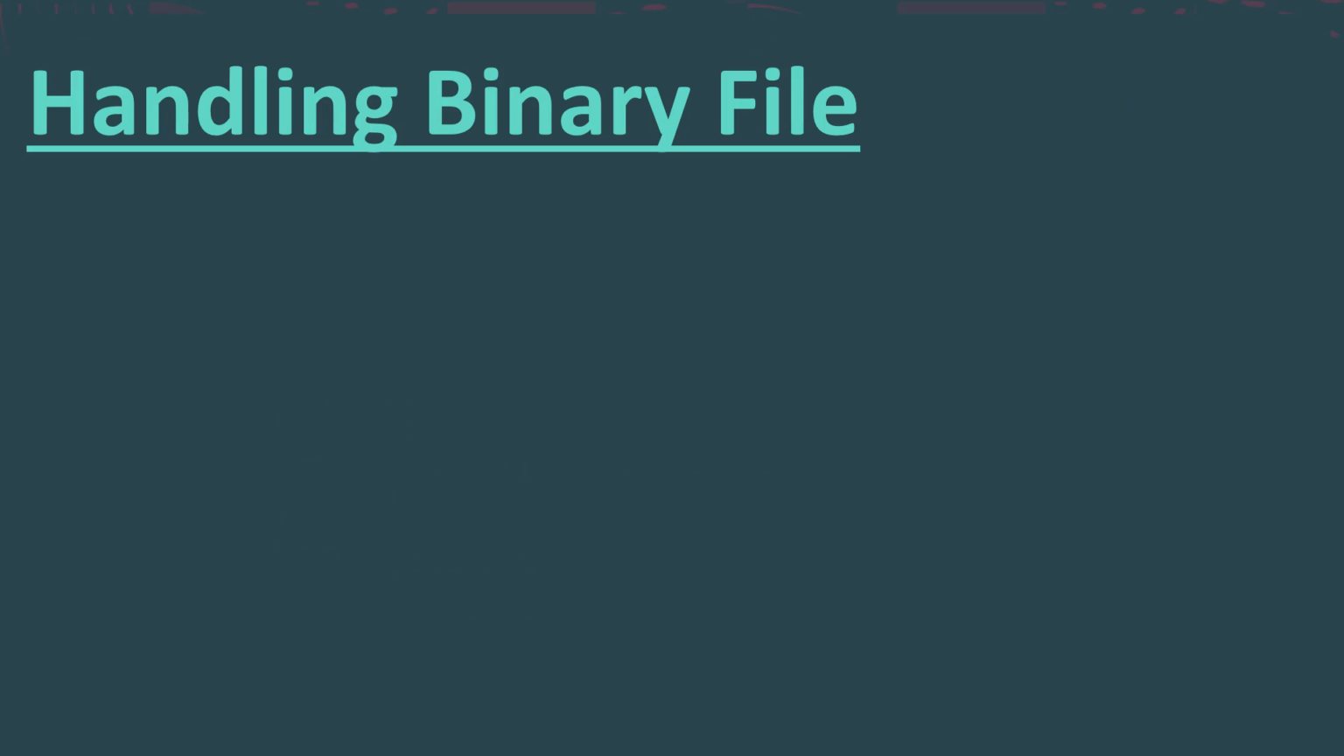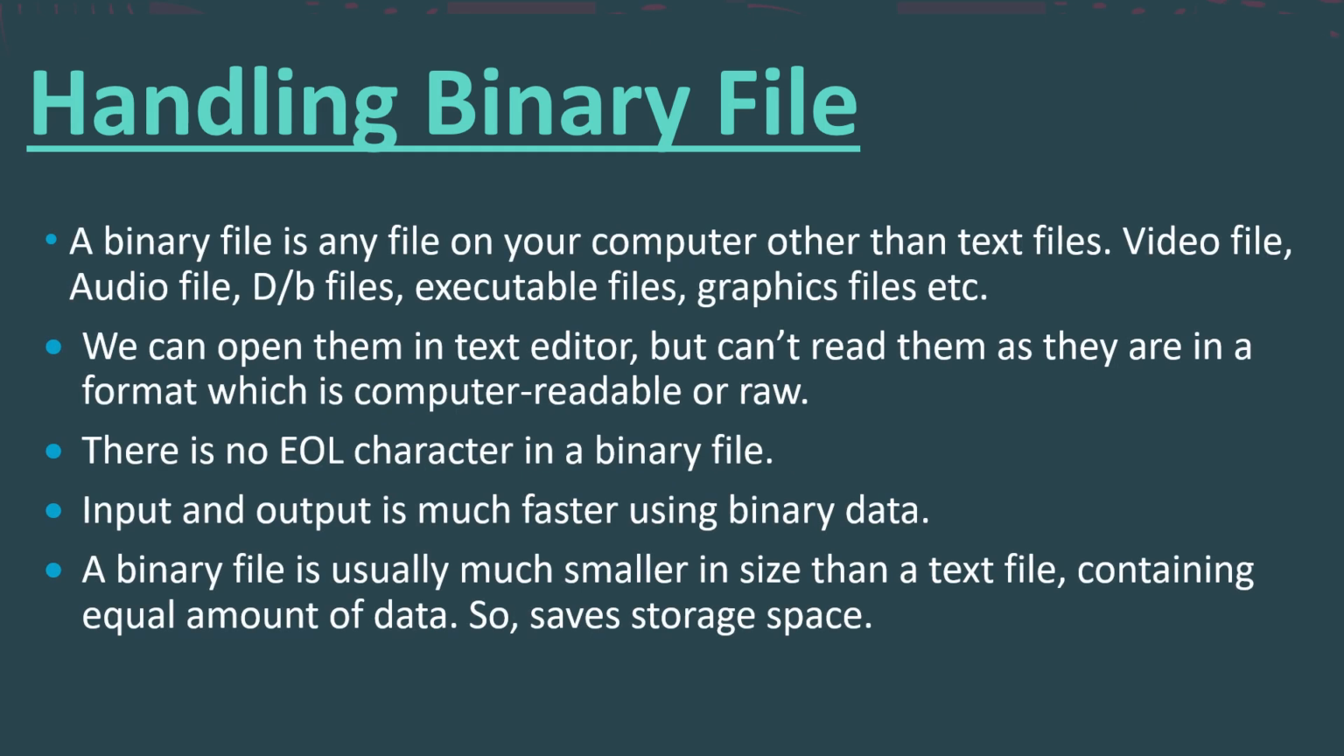Now we'll continue with how to handle a binary file. So as you know, a binary file is a raw file basically. The data in a binary file is not in a form which is readable by human. So this is a computer readable format of data. So if you open a binary file, you can just see some data or the content of the file which is not readable by the human, but it is directly interpreted by the computer. So this can be any video file, audio file, or graphic file, or executable file. These are all the binary files.